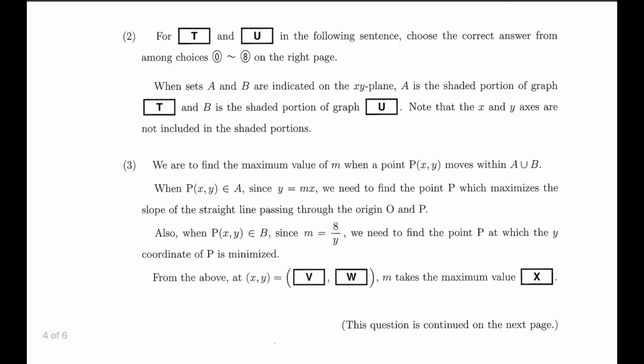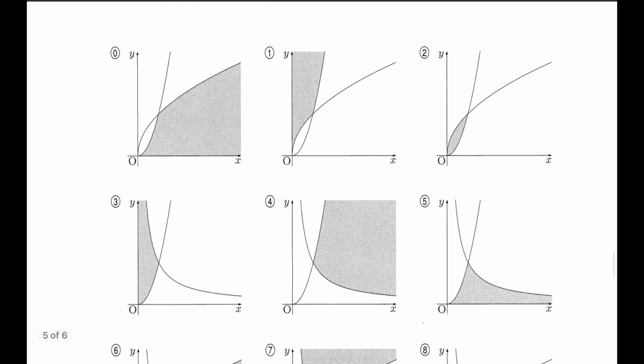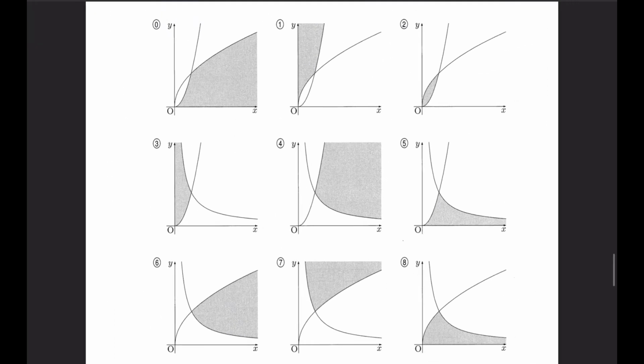For T and U in the following sentence, choose the correct answer from among choices 0 until 8 on the right or next page. First, we will see what choices 0 until 8 are. This is the next page. Choices 0 until 8 are the shaded regions represented by 2 graphs.